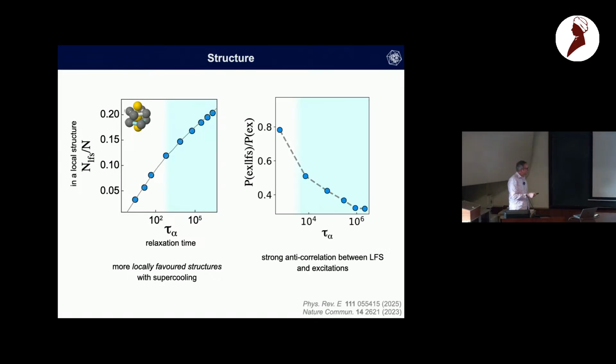So the probability that if a particle is in one of these, that it's in an excitation, if there was no correlation, this would be 1, it drops. Okay, so as we supercool the system, it's becoming less and less likely that an excitation particle is in a local structure. So there is a correlation, which is unexpected in a sense, but certainly these are definitely influencing where the particles are relaxing.